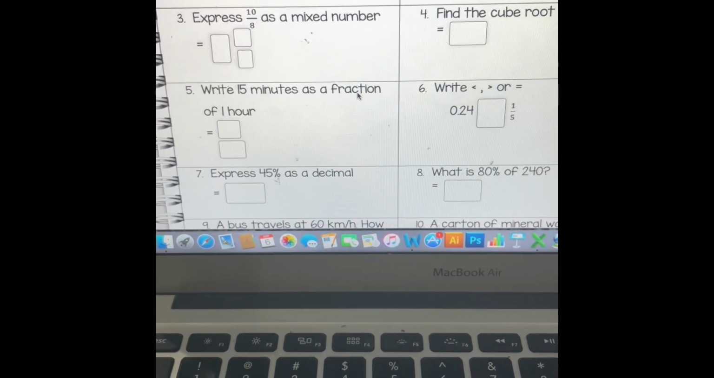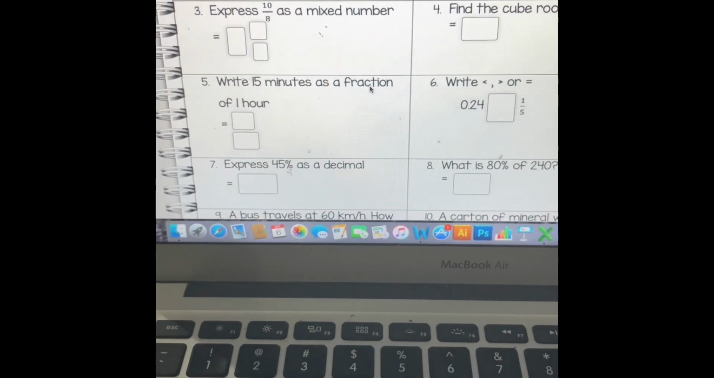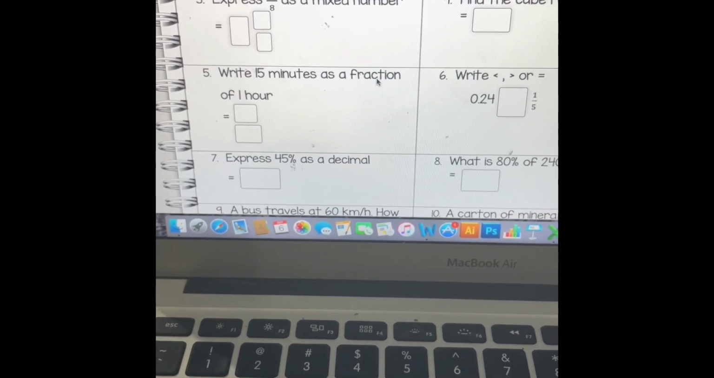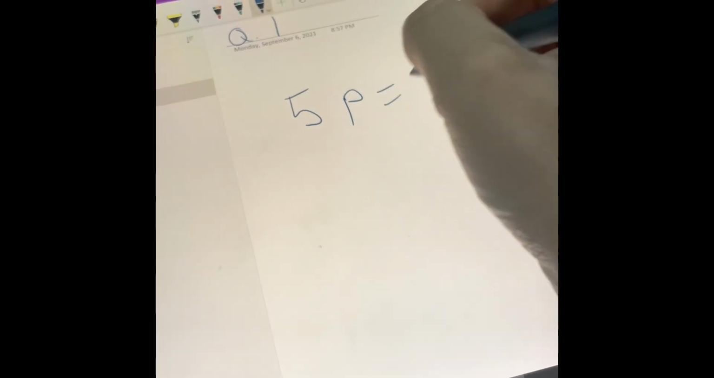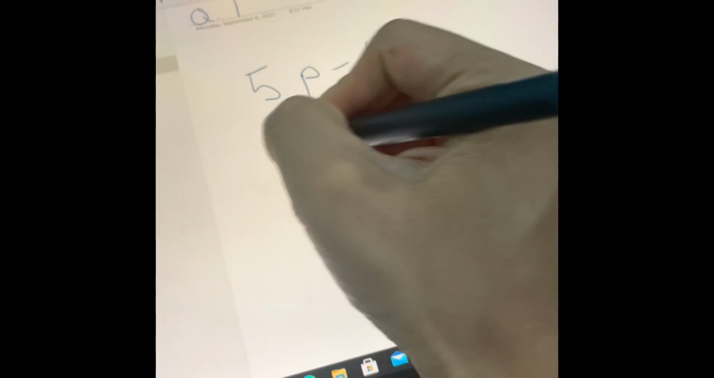Okay, for today, on 7th September, we are going to continue on our revisions. Okay, let's look at question number 1. If 5p is equal to 45, find the value of p. So p is equal to what? How are we going to do this? So we are going to have 5p is equal to 45. So we are going to find the value of p.